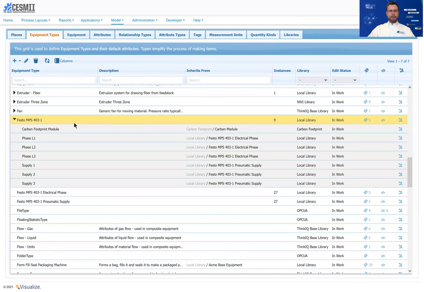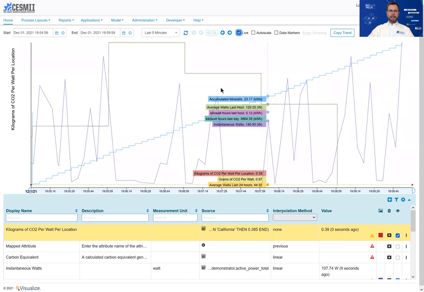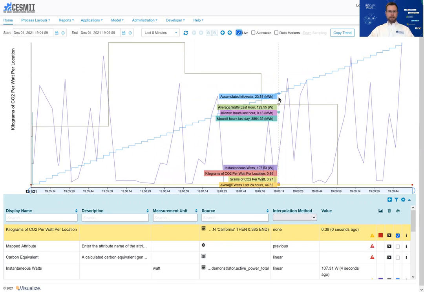So this is the type definition in the abstract. I can also see a specific instance of the equipment actually connected to a data source. So here is the MPS 403-1 sitting in Germany that I'm connected to. And if I want to, I can trend the data live from that machine as it's coming in across the internet through the Azure Data Center.